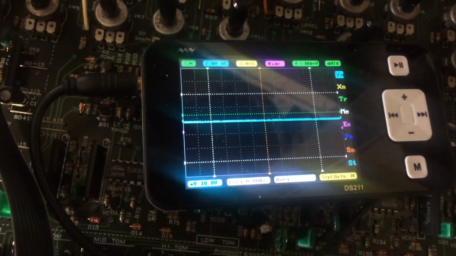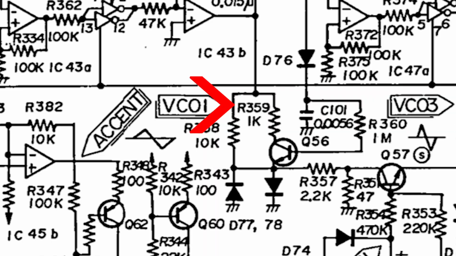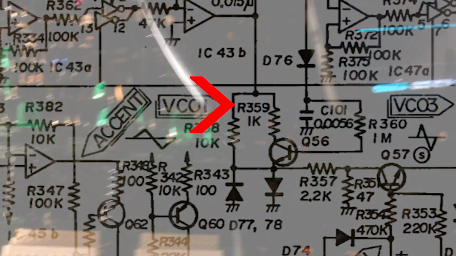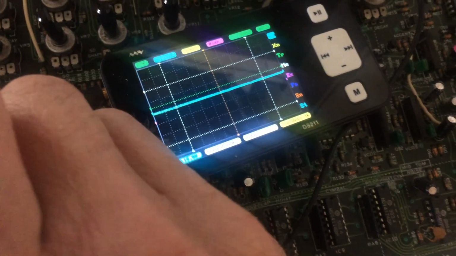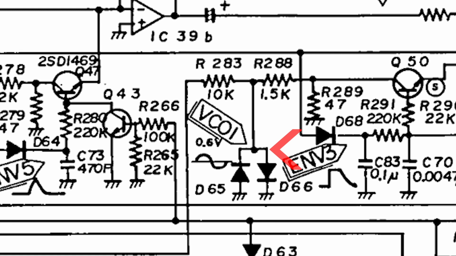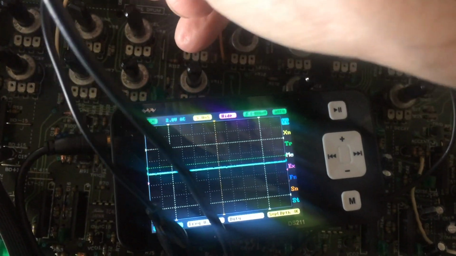So the problem I face as I probe around is if I look at the high tom circuit and I actually probe on VCO for the high tom, you can see I've got a triangular waveform, which is good. If I go and probe on the bass drum, which is also working, I've got a triangular waveform. If I probe on the oscillator for the snare drum, I got nothing. So there's my first problem. There's no VCO happening there for the snare drum.